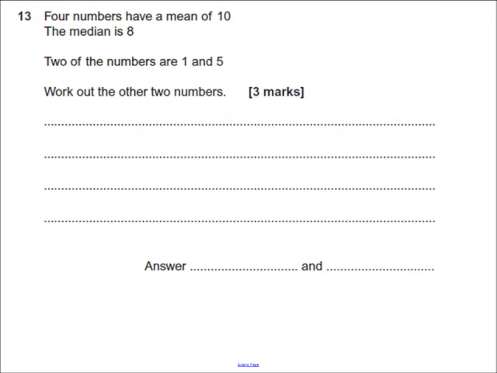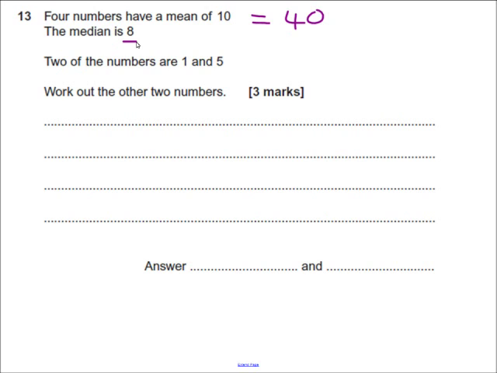Question 13. 4 numbers have a mean of 10 and the median is 8. 2 of the numbers are 1 and 5. Work out the other 2 numbers. So if we have 4 numbers that have a mean of 10, we know that the total of those 4 numbers has got to be 40, because 4 times our mean gives us our total for our numbers, which is 40. We also know the median is 8.